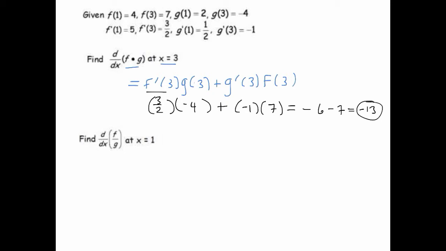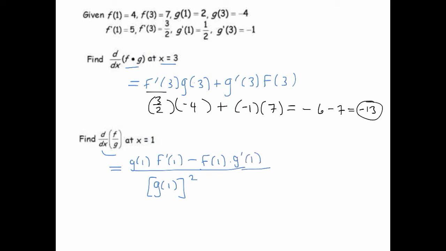So according to the quotient rule, this derivative is going to equal, I put g of 1 squared at the bottom first, and in the numerator, g of 1 times f prime of 1 minus f of 1 times g prime of 1. And again, we refer up to the top and make our substitutions.